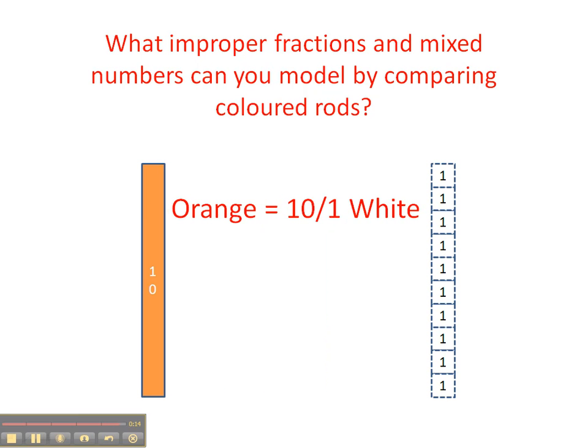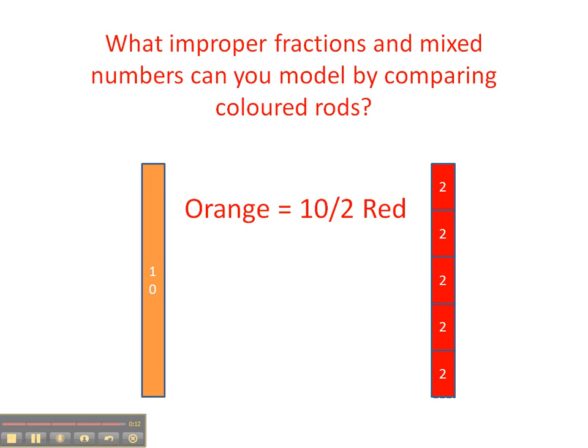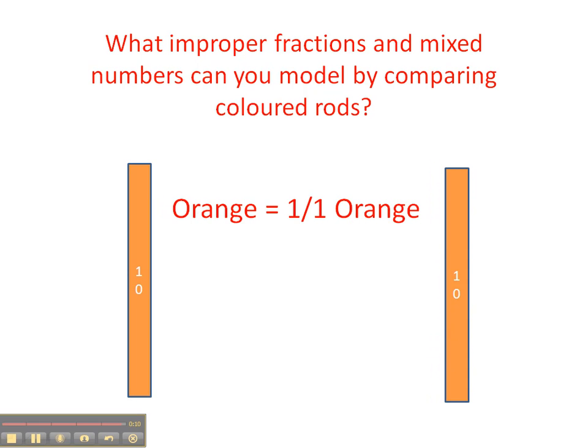Orange is 10 over 1 white. And there's other examples here that you can explore on your own.